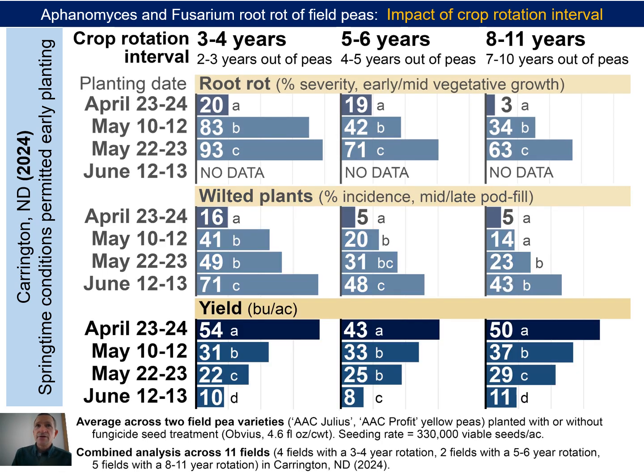What you can see here is that at least in planting dates 2 to 4, as your crop rotation interval increased, your yields increased. There was a difference, though, in planting date number 1. When we got in very early, we were able to maintain very high yields, even with a tight crop rotation.